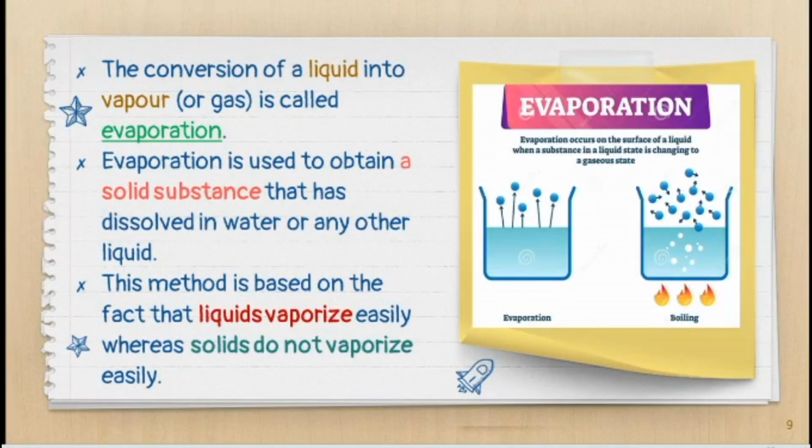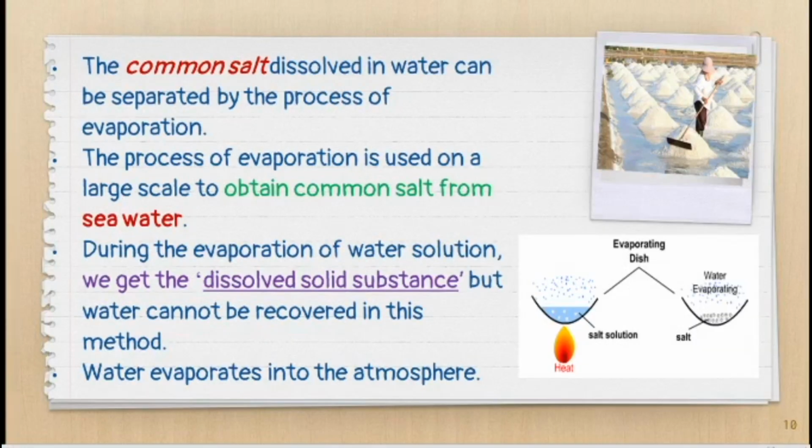Next, evaporation. Evaporation means, as we all know, the conversion of liquid into vapor. This method is used for separating solid-liquid mixtures. From a liquid, dissolved salt or dissolved sugar can be separated. The process of evaporation is used on a large scale to obtain common salt from seawater because salt is non-volatile and water is a volatile substance, so it gets easily evaporated and salt remains at the bottom.